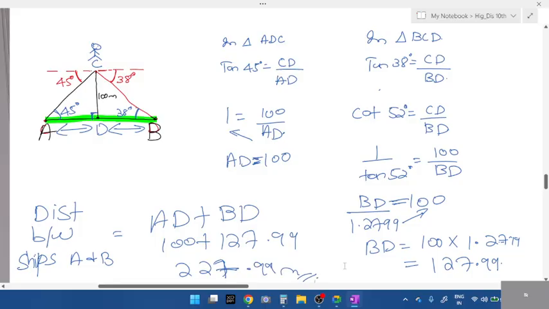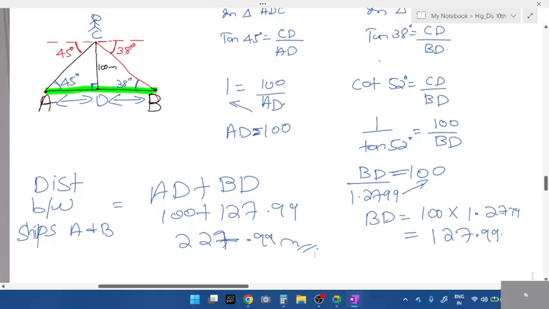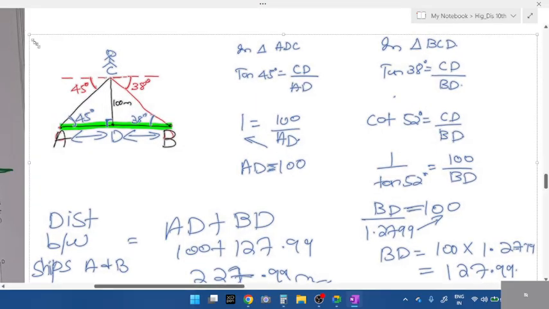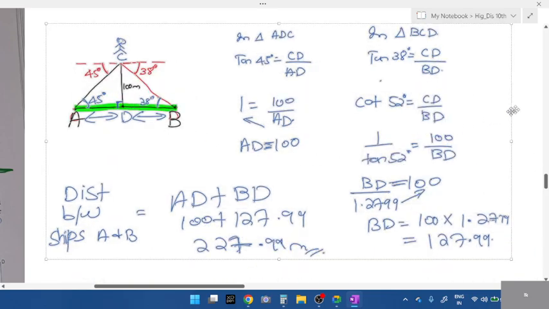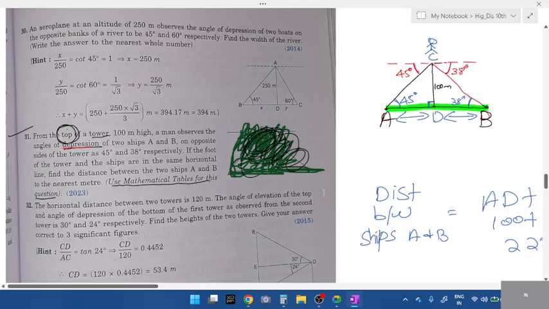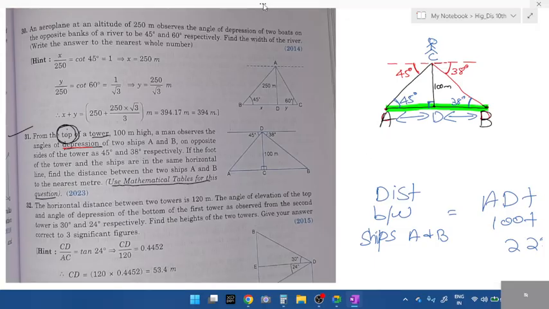See, this is from a previous year board exam question, not specific from R.S. Agarwal or Selina. So you check from any textbook, you'll get this question, 2023. Let us cross check. 227.99 meters, students. That's the answer. The diagram is shaped like this. Look at the way they have given the diagram. If they don't give, I taught you how to draw it. According to the parallel line concept, the angle of depression becomes 45 degrees and this is 38 degrees.